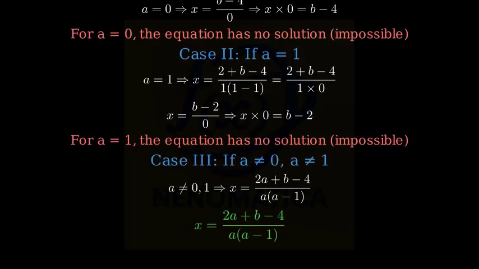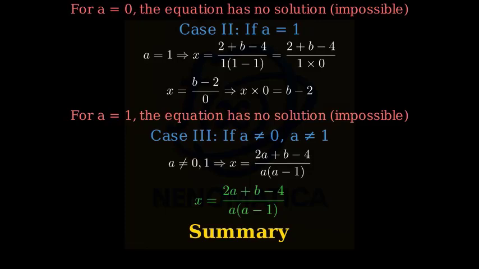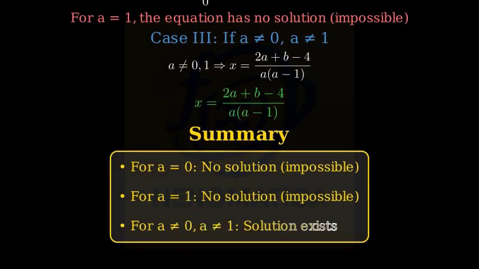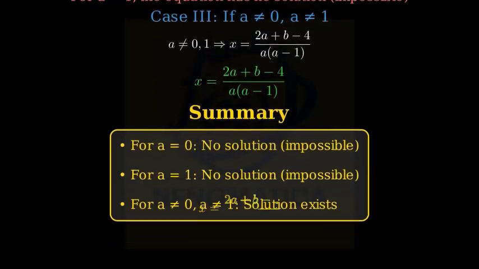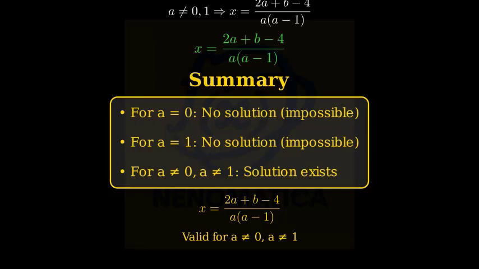Let's summarize our findings. We solved the parametric equation a squared x plus 4 equals a times the quantity x plus 2 plus b. Our solution process involved expanding, rearranging terms, factoring, and considering special cases. The key points to remember are: first, when a equals 0, the equation has no solution. Second, when a equals 1, the equation also has no solution. And finally, for all other values of a, the solution is x equals 2 plus b minus 4, all over a times a minus 1.